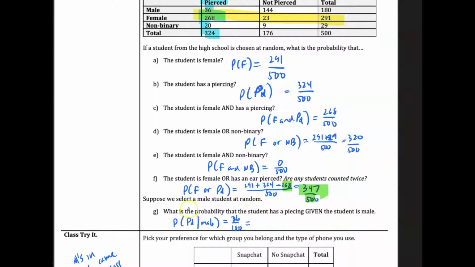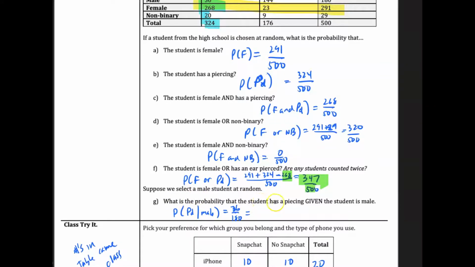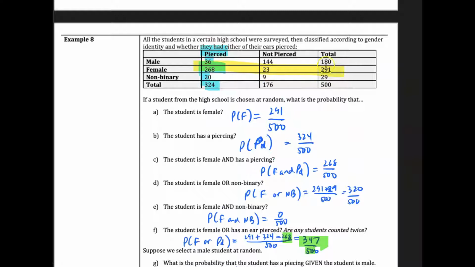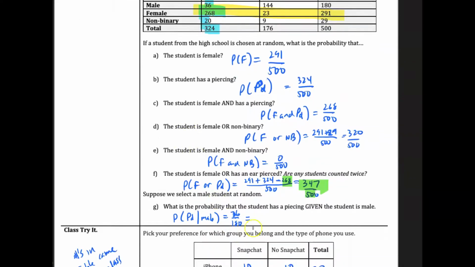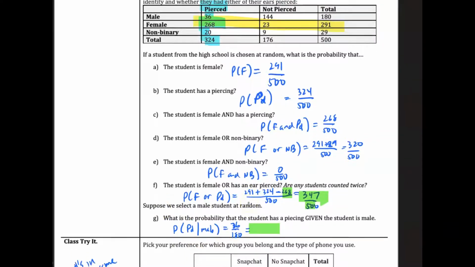And then we get to a given situation. What is the probability that a student has a piercing given the student is a male? We're selecting a male at random here. Given that the student is male, there's only 180 males, so 36 out of 180. And then you could convert that to your decimal, but there's your fraction there. Probability of being pierced given that you're male. We're only selecting males, and so that's that language of given.